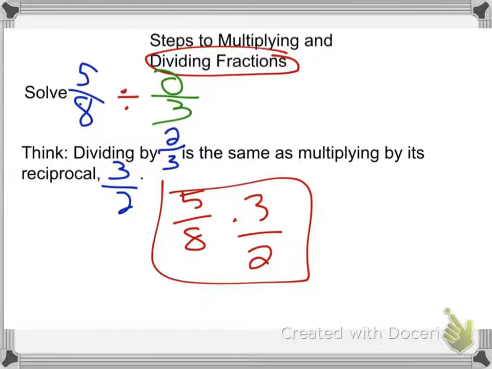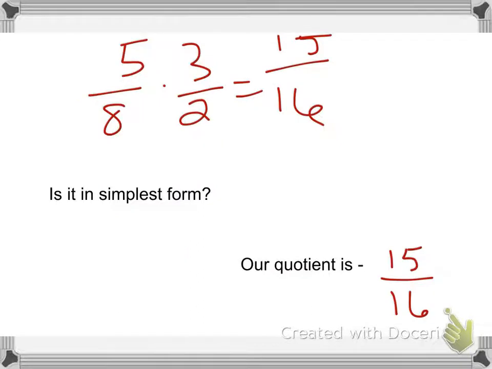Okay, so now steps to dividing fractions. We just did multiplying, now we're going to do dividing. Our problem here is 5 over 8 divided by 2 over 3. So think, dividing by 2 over 3 is the same as multiplying by its reciprocal. If we multiply by its reciprocal, we get 5 over 8 times 3 over 2. And 5 over 8 times 3 over 2 is equal to 15 over 16, because we multiply the numerators and we multiply the denominators. 5 times 3 equals 15, and 8 times 2 equals 16.